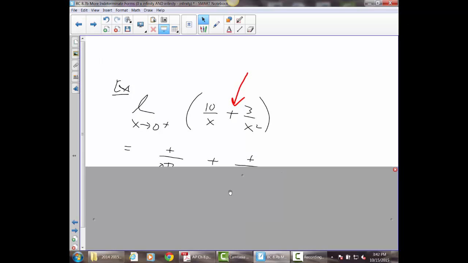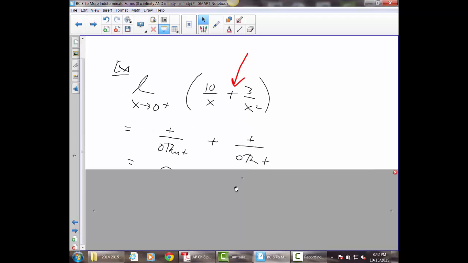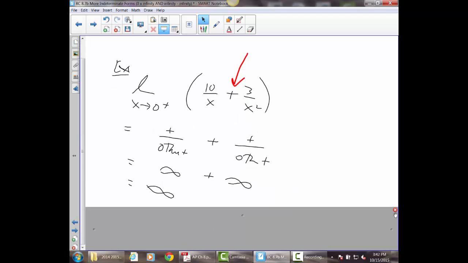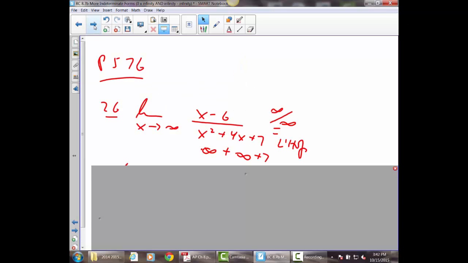Okay, so here's another example. 10 over 0 is going to give infinity or negative infinity, so is 3 over 0, non-zero over 0. 0 through positive, 0 through positive, you end up with infinity plus infinity, and of course that is not an indeterminate form, that's just infinity.